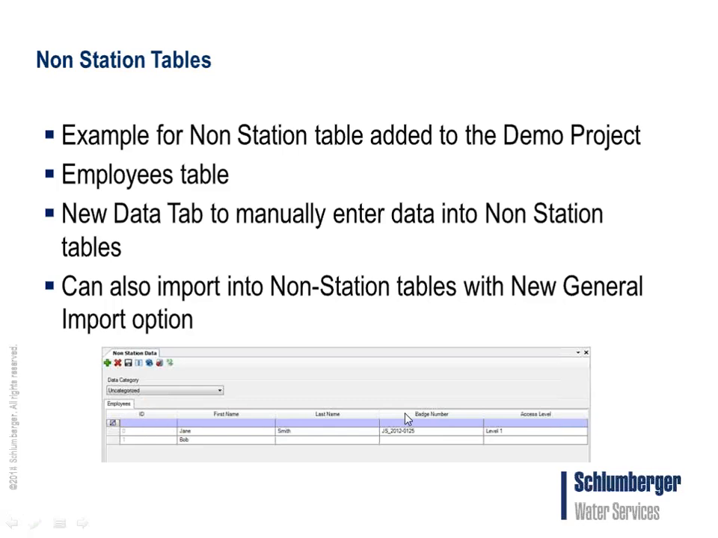Okay, so here you can see an example of the employees table with the following fields: an ID, the first name, the last name, the badge number, and the access level. This is just an example. Of course, the non-station tables you can customize to whatever your project-specific needs might be. So the non-station data tab you can use for manually entering data into the non-station tables, but you can also import into those non-station tables using the general import option.